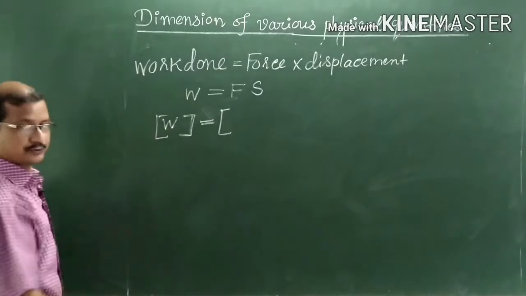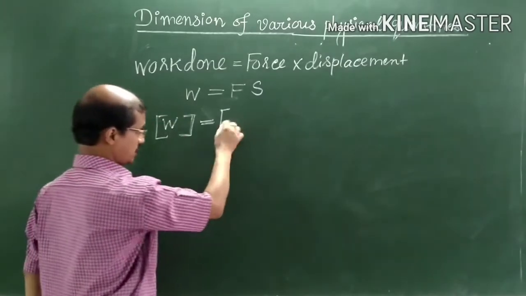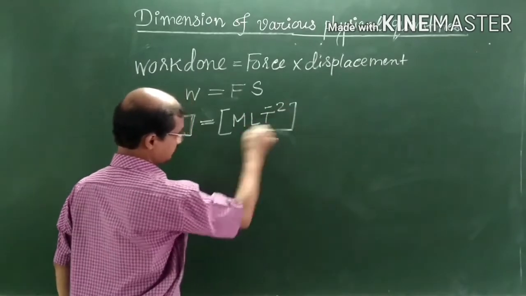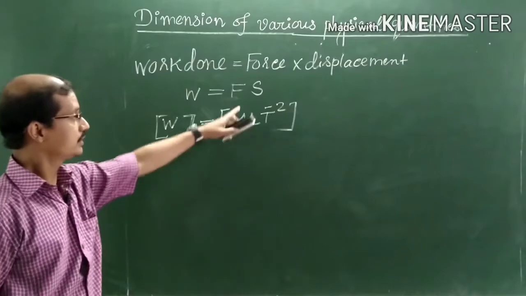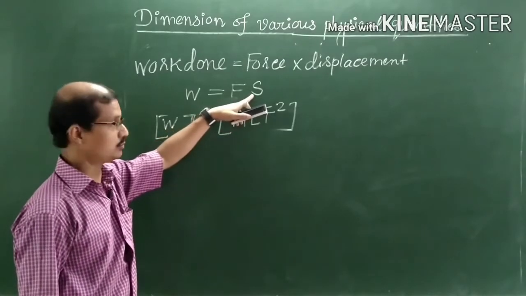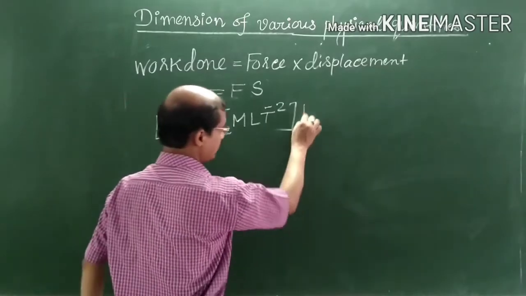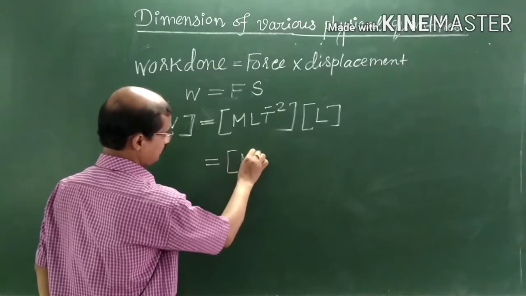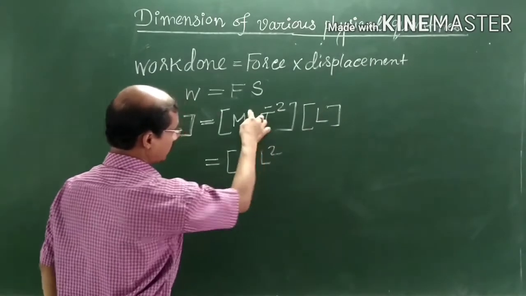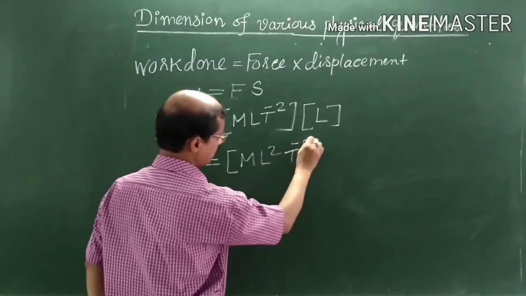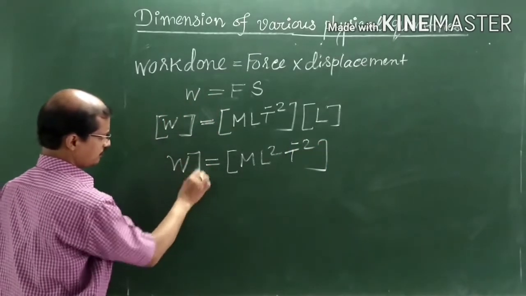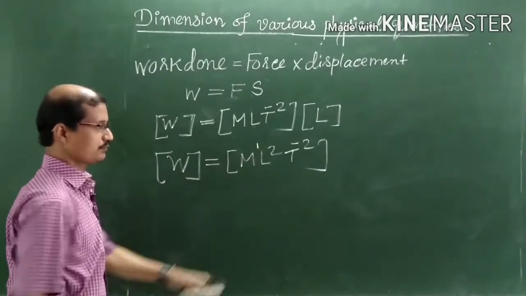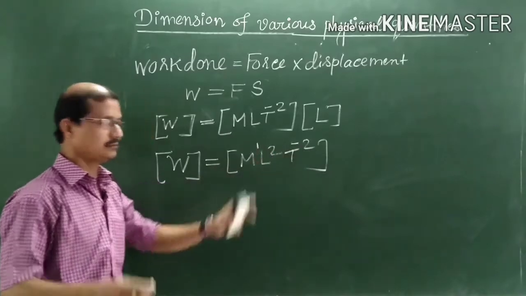Now if you want to find the dimension, give square brackets. The dimension of force we have already found. What was the dimension of force? M L T inverse 2, into S. What will be the dimension of S? It is displacement. Displacement means length, so you write L here. So you will get M L square; the powers of L get added, M L square T inverse 2. So this is the dimension of work done: 1 in mass, 2 in length and -2 in time.